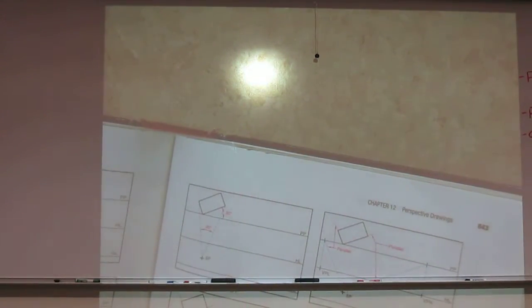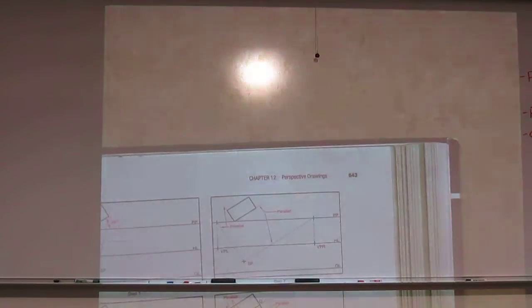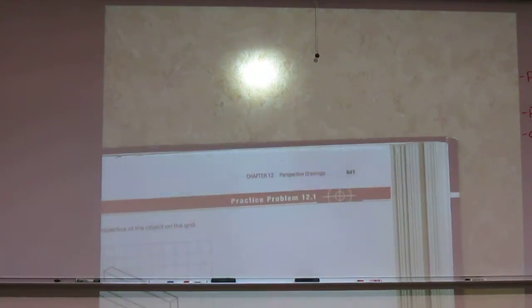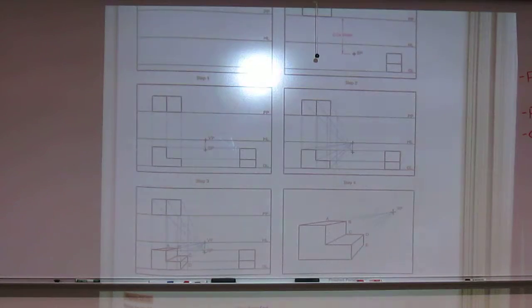Wait, can you back up real quick? Yes. Back it up. So then your vanishing point is perpendicular to the station point? Yeah, I didn't go over how to do the vanishing point, and I probably should have.